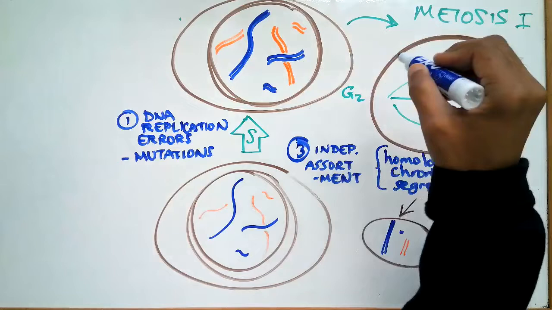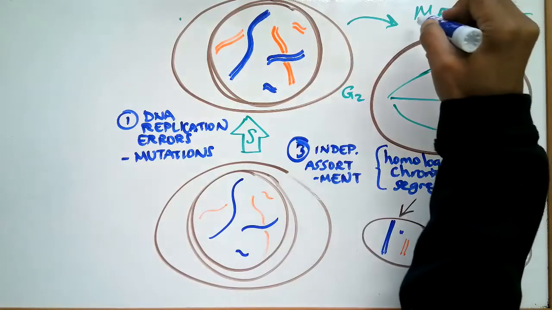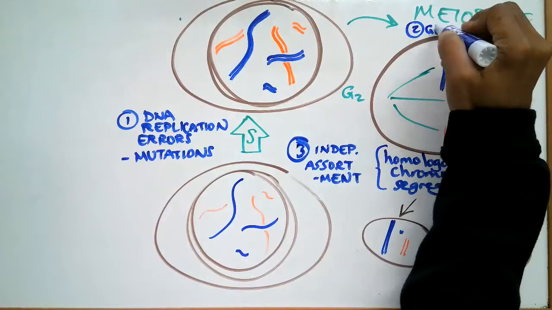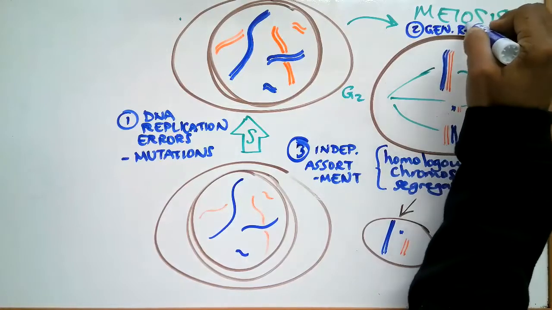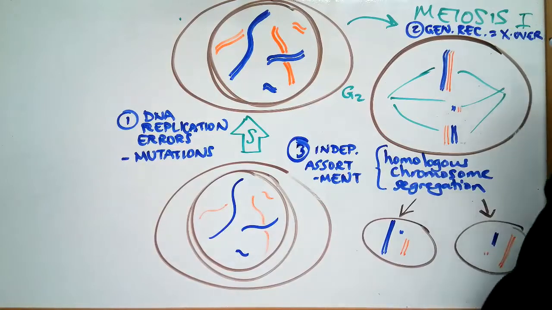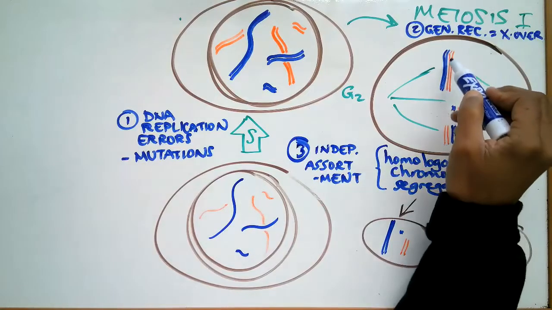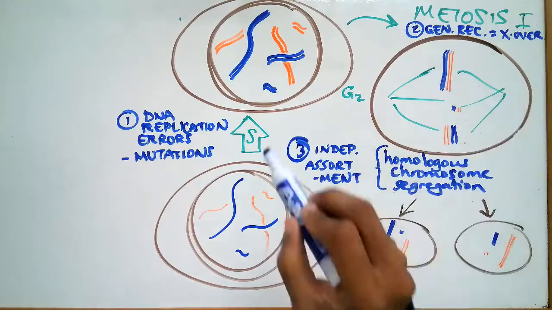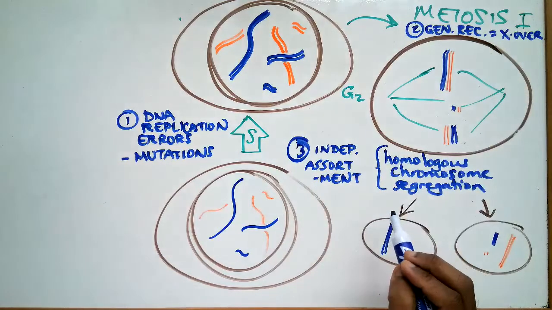What's the second step? The second step is crossing over. So genetic recombination. So I'll simplify that. Genetic recombination, also known as crossover. And that is when portions of each of these chromosomes exchange with the chromosome next to it.